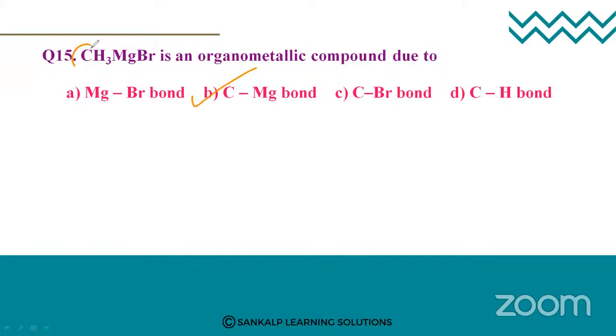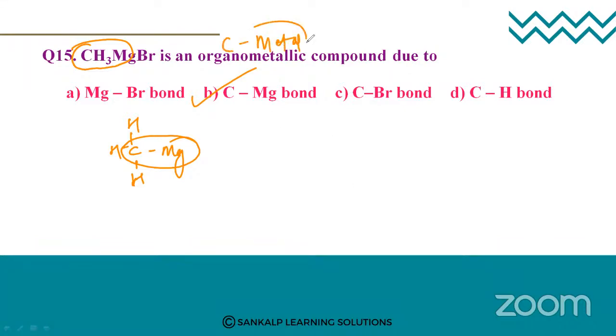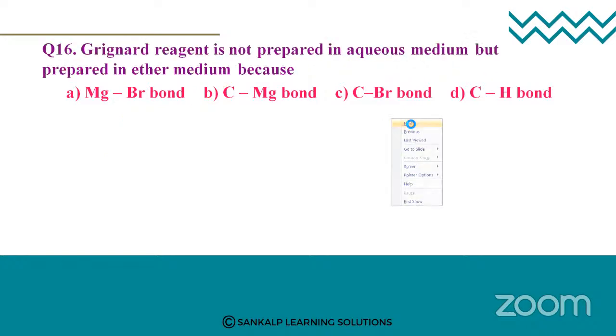It is due to the carbon and metal bond. CH3 and this is Mg. So it is due to the C-Mg bond. That is, CH3-MgBr is an organometallic compound due to the presence of a metal and carbon bond. I hope it is clear. Okay, so we'll go for the next option.